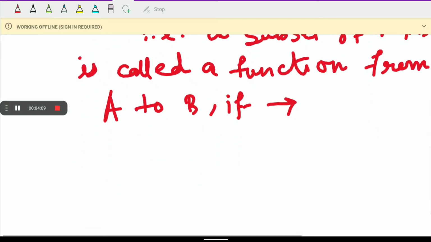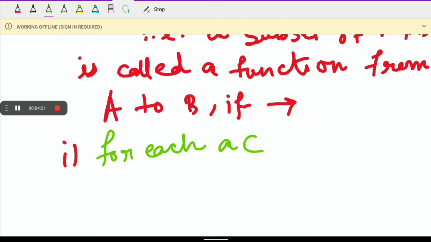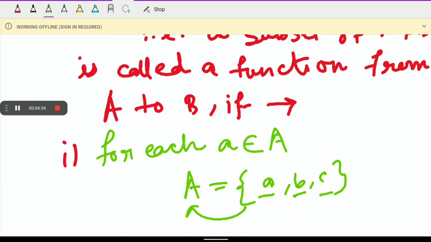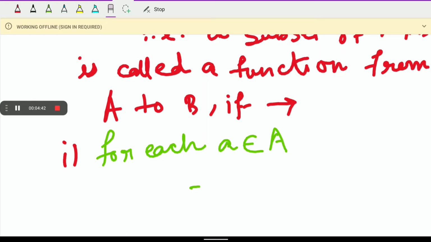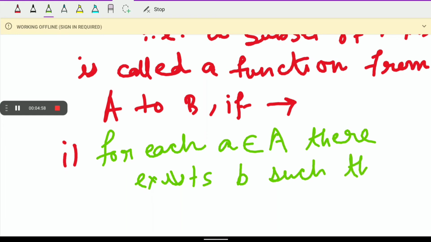Number one: for each a, what is a here? a is an element that belongs to the set A. For example, if we write the set A as {a, b, c}, then a, b, c are all elements of A. For each a that belongs to A, where that is the symbol of belongs to, there exists b such that every ordered pair (a, b) belongs to F, that is the function. This is the one condition.